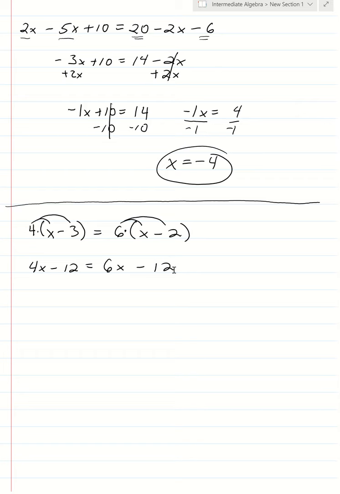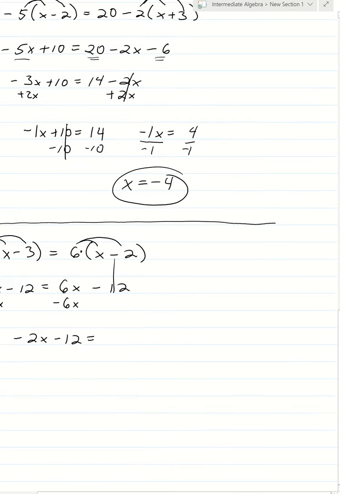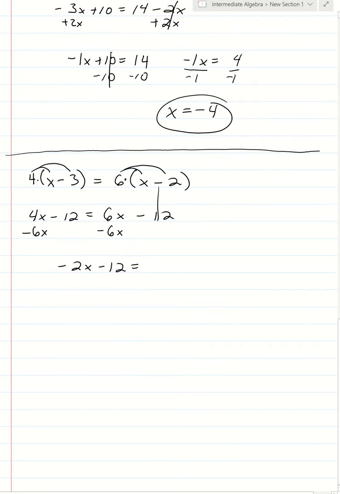Step 2, I'm going to get my variable on one side of the equation. I will subtract the 6x over. When I do that, on my left side, I am left with a negative 2x minus 12 equals a negative 12. Okay. Now, step 2 is done.